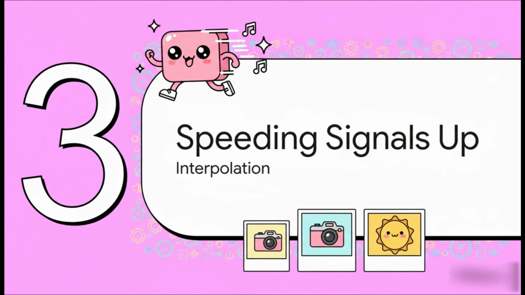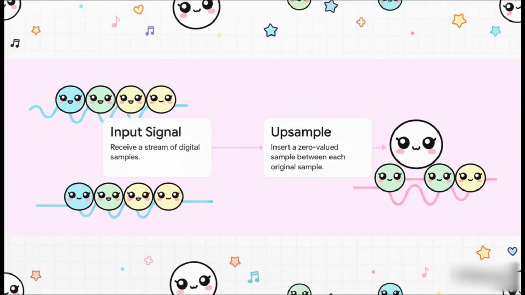Okay, but what about the opposite problem? What if we need to speed a signal up? Say you want to play a standard audio file on a really high-end system. This process is called interpolation. And you can probably guess the analogy. It's like trying to enlarge a small digital photo. Again, the simplest way to do this is something called upsampling. To double the rate, we can just insert a blank zero-value sample right in between each of our original data points. Presto, we've doubled the number of samples, so the rate is higher.